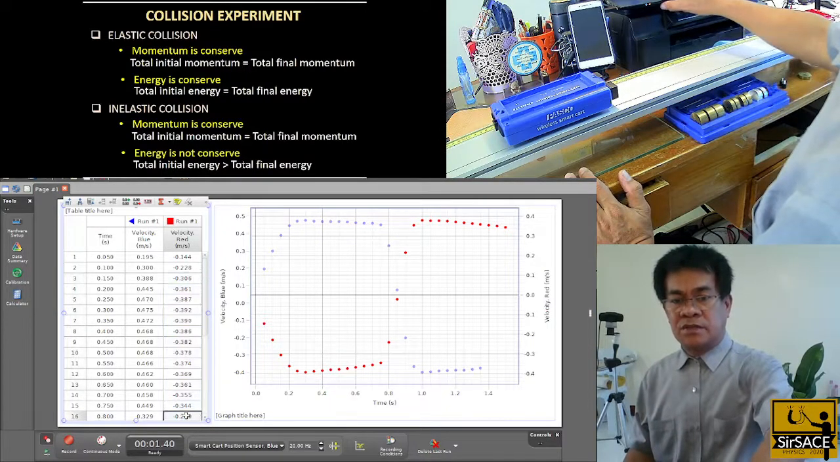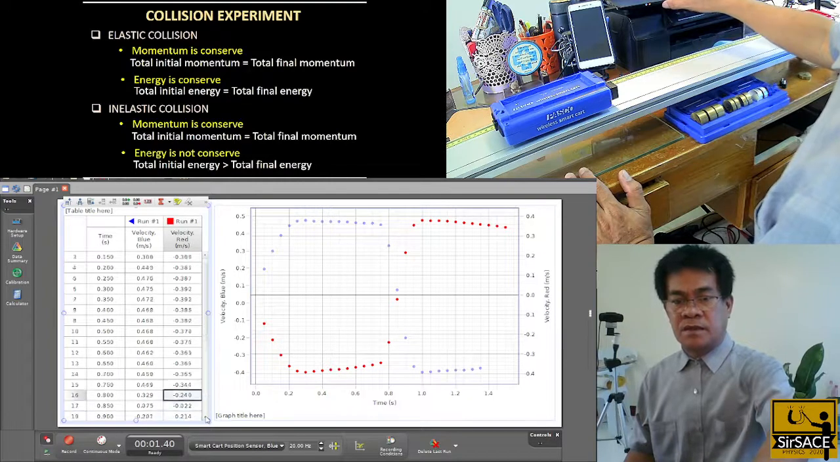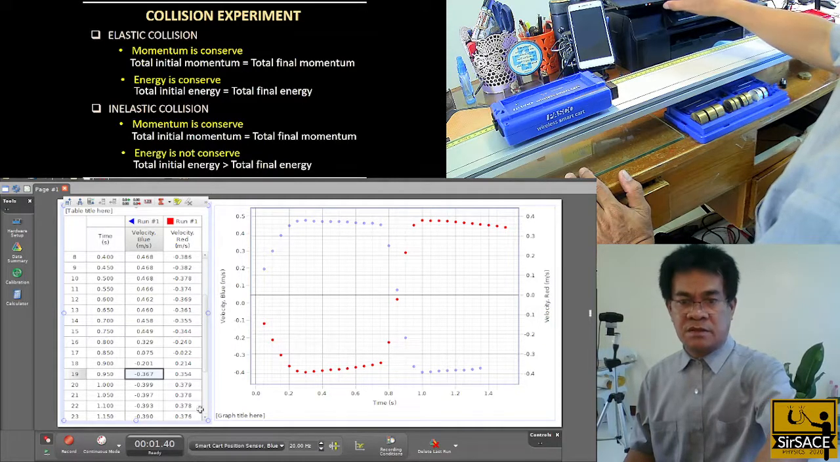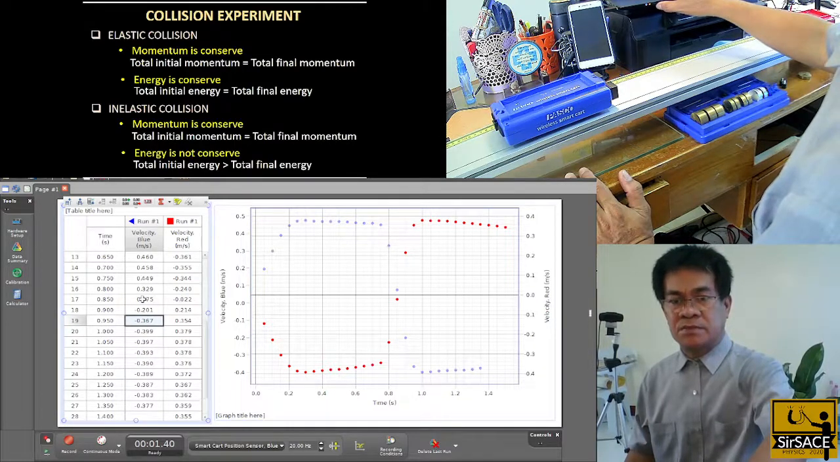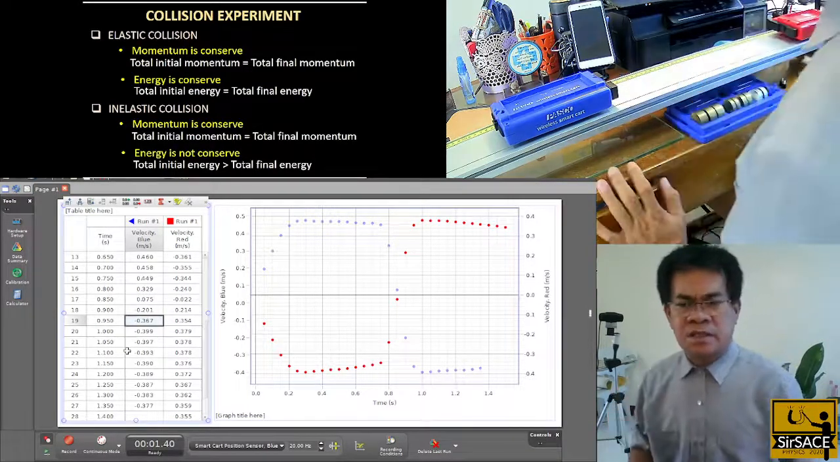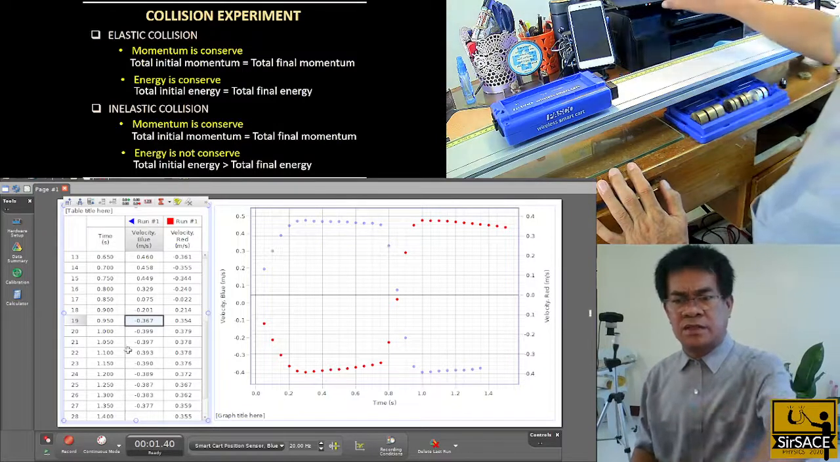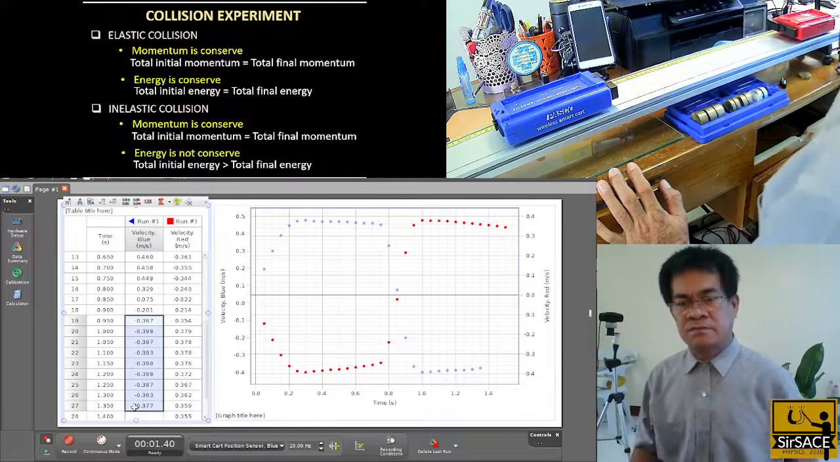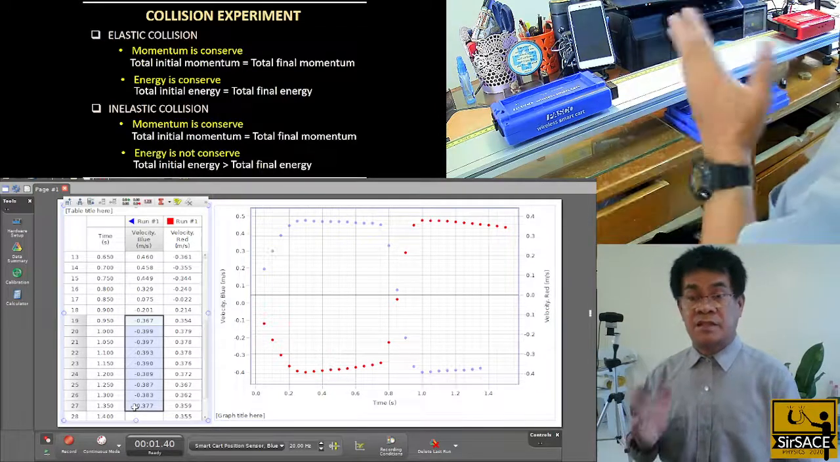Then if we continue in the table, we can observe that blue changes its velocity after the collision. We will not start at this point because this is during the collision. So more or less the after-collision starts from negative 3.367. Then you have to take the average velocity at that point. Take the average of that, and that is the final velocity of blue.